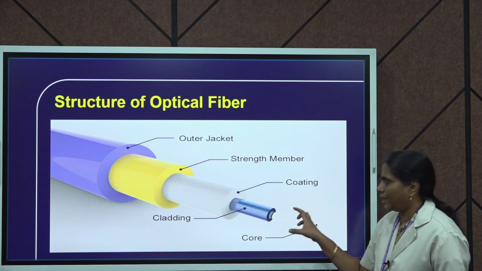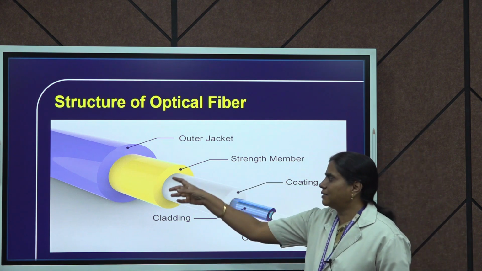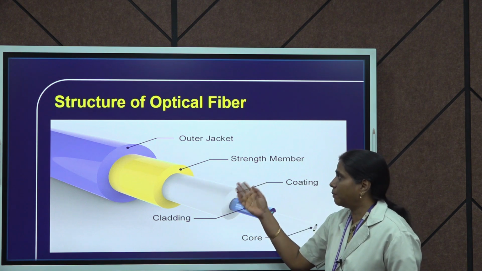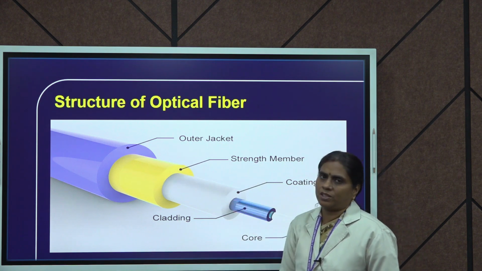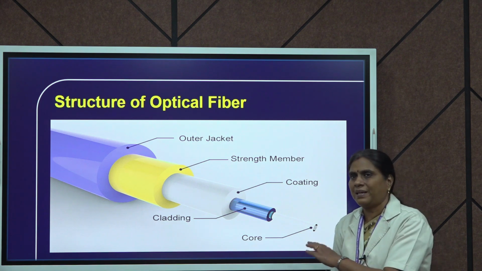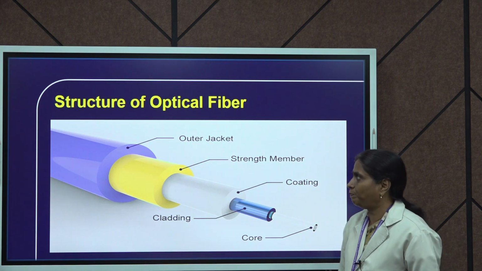This is to protect the optical fiber, and finally there is a strengthening member. Kevlar is used as the strengthening member here. Finally there is a polyurethane jacket to protect the optical fiber efficiently. So this is the basic structure of the optical fiber.